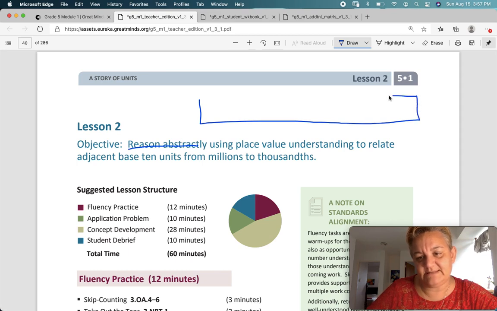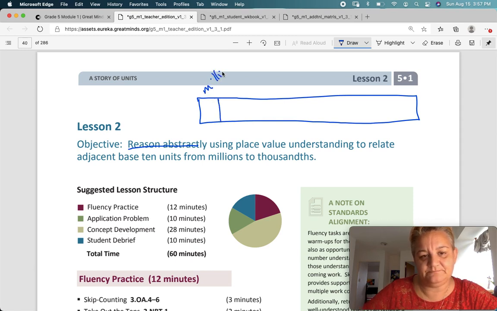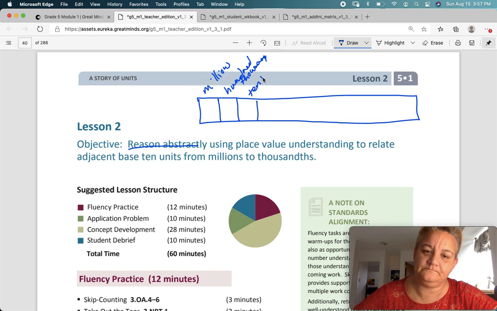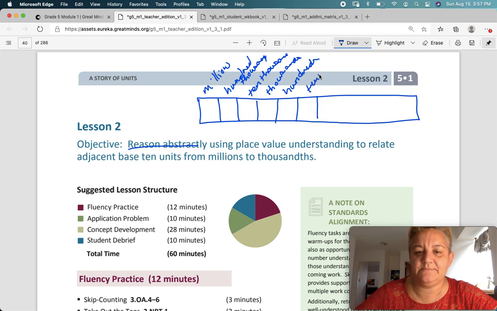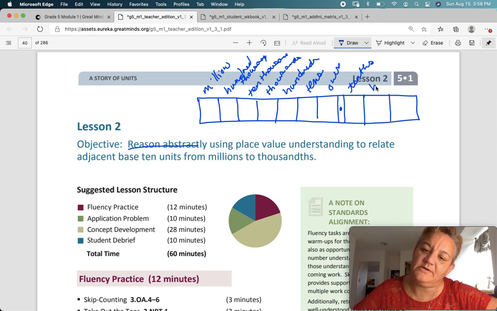So we have our place value chart, and over here we have millions, and then 100,000s, and 10,000s, and thousands, hundreds, tens, ones, there we've got our decimal, tenths, hundredths, and thousandths. Okay?